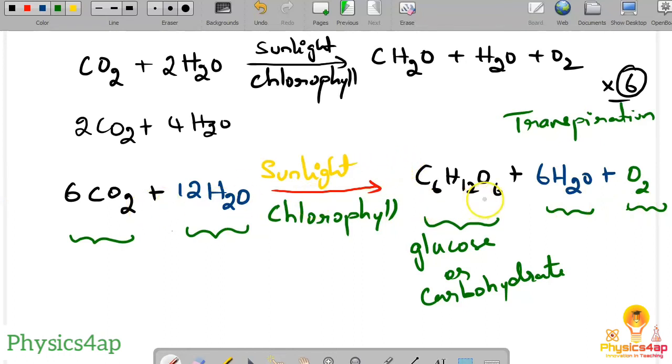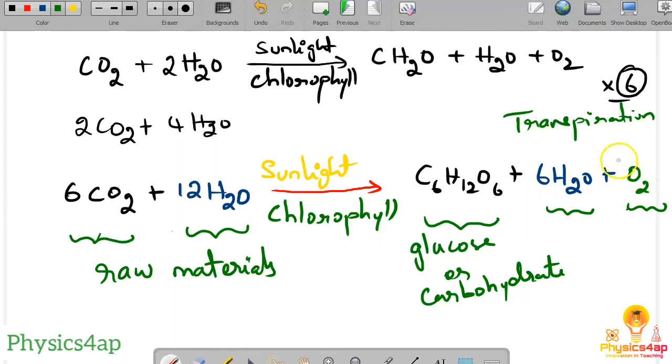So here, remember this reaction, and we can also write our definition. So the plants prepare their food, that is glucose or carbohydrate, by taking the raw materials. So these are the raw materials, carbon dioxide and water, and they prepare the food in the presence of sunlight and chlorophyll, and they also release oxygen into the atmosphere. Now this process is called photosynthesis.